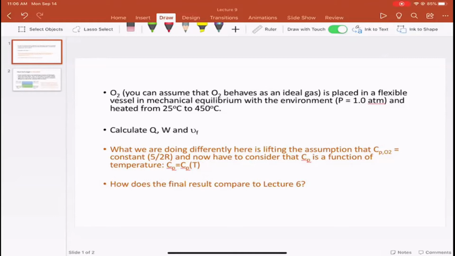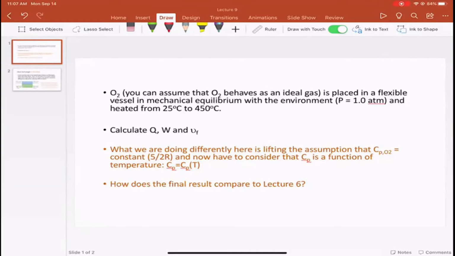So the first one I would like to look at was from lecture 6, where we had oxygen in a flexible vessel, right, that was in mechanical equilibrium such that the pressure was just equal to atmospheric pressure. And then we heated the gas from 25 degrees C to 450 degrees C. And if you remember, since we're going to do this at constant pressure, how we ended up calculating the work was relatively straightforward, and we'll do that in just a second.